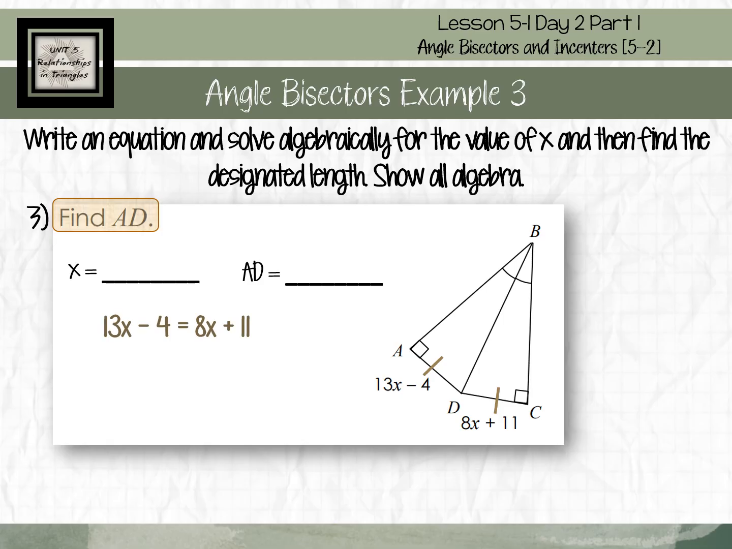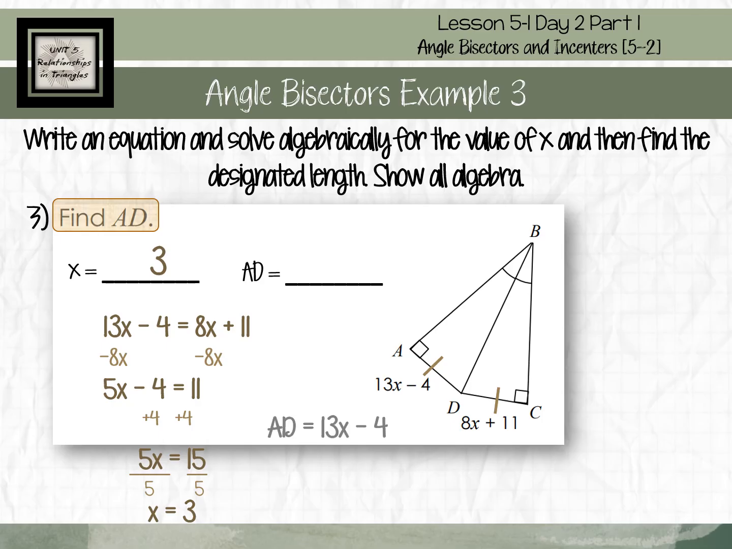13x minus 4 equals 8x plus 11. Move the smallest x, so subtract 8x on both sides. We get 5x minus 4 is 11. Add 4 to both sides. 5x is 15. We're going to get x is 3. Length of segment AD, we have an expression for it. It's 13x minus 4. So we just need to plug the value we just found for x in place of x and calculate. And the length of segment AD is 35.